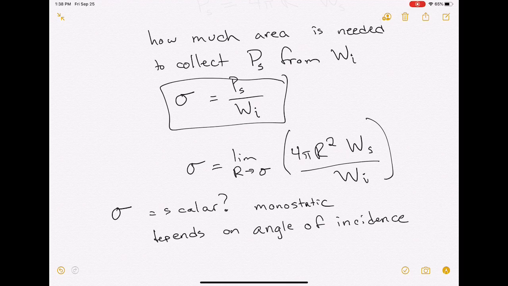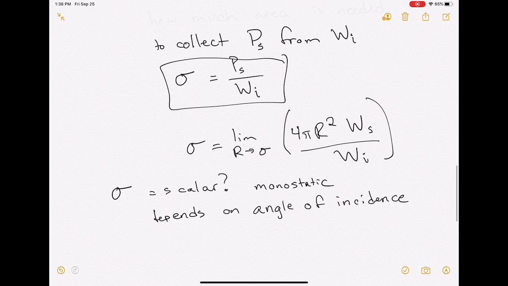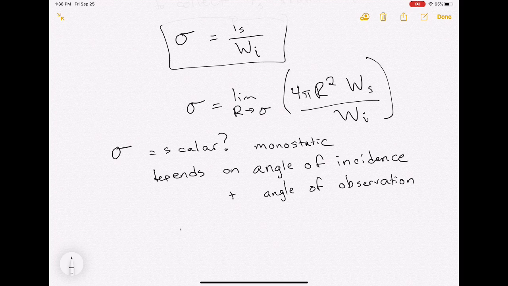That is, where is the incident wave from the transmitter coming from, from the target's point of view, and angle of observation. Where is the receiver from the target's point of view? So most generally, the radar cross-section of an object is a function of the direction to the transmitter and the direction to the receiver.